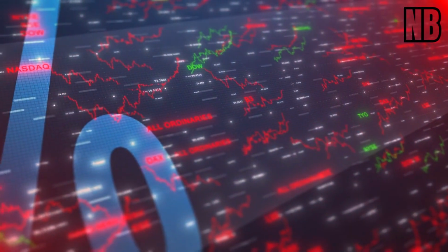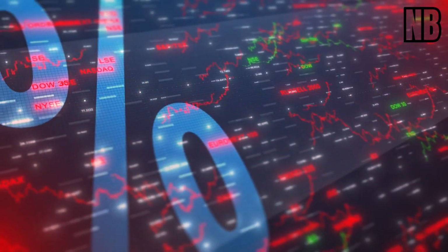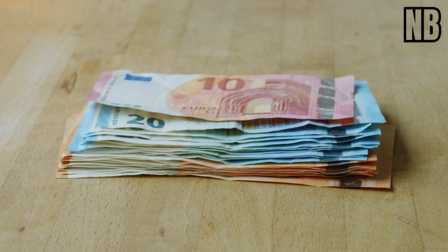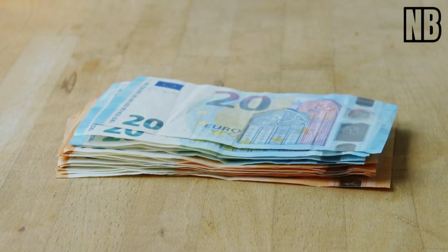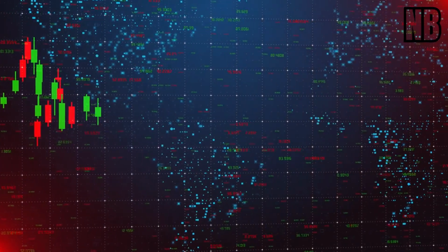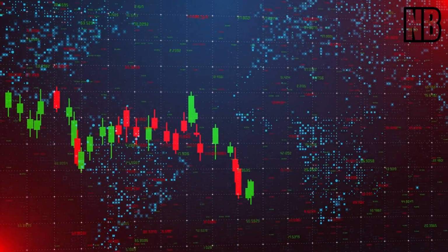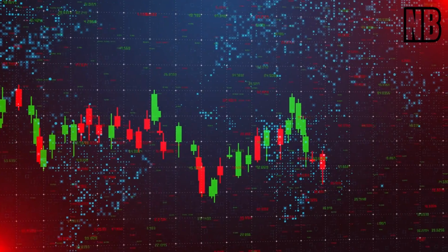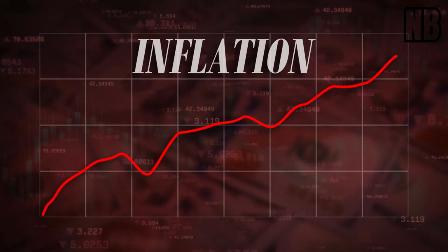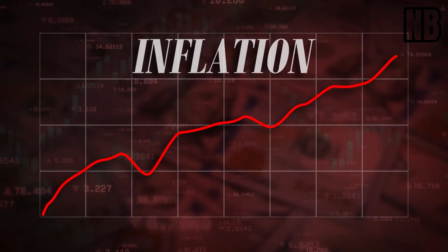Fixed income investments, such as bonds and savings accounts, are directly affected by inflation. When inflation rises, the real value of fixed payments decreases. For example, if you hold a bond with a fixed interest rate of 2% but inflation is 3%, your real return is negative. This erosion of purchasing power can make fixed income investments less attractive during periods of high inflation.